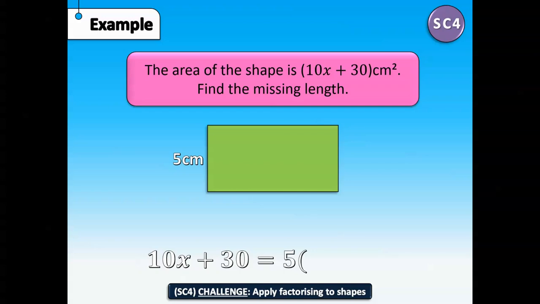length of the rectangle. So what do I times 5 by to make 10x? Well, I times it by 2x. And what do I times 5 by to make 30? Well, I times it by 6. So the length of the rectangle must be 2x plus 6.